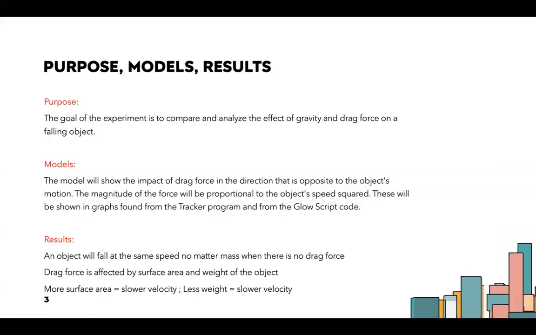The purpose of this experiment is to compare and analyze the effects of gravity and drag force on a falling object. The model will show the impact of a drag force in the direction that is opposite to the object's motion. The magnitude of force will be proportional to the object's speed squared. These will be shown in the graphs found from the Tracker program and the code script. And then the results will show objects fall at the same speed no matter what mass there is, since there is no drag force. And then the drag force is affected by surface area and weight.